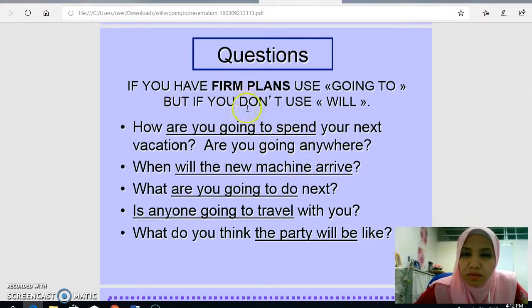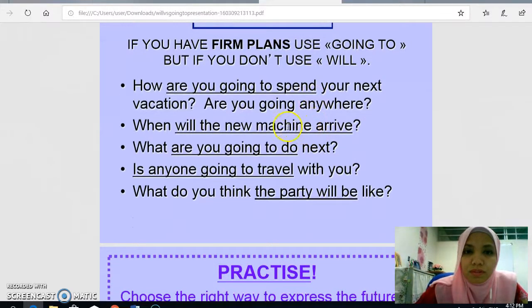Let's look at some of the question examples here. If you have firm plans, use going to. But if you don't, use will. Let's look at the example here to understand further. How are you going to spend your next vacation? Are you going anywhere? Normally when we talk about vacation, it is something that you will properly plan for, so you use going to. Next, when will the new machine arrive? So you are going to use simple future. You will use the word will when you don't have a firm plan about it.